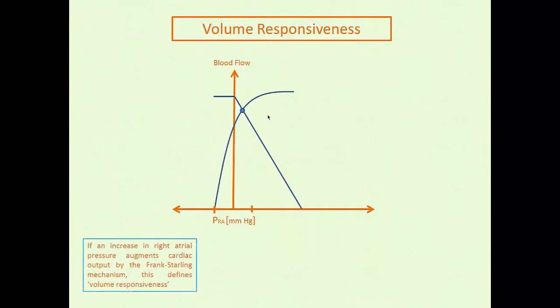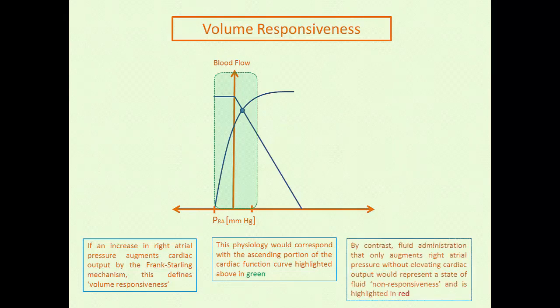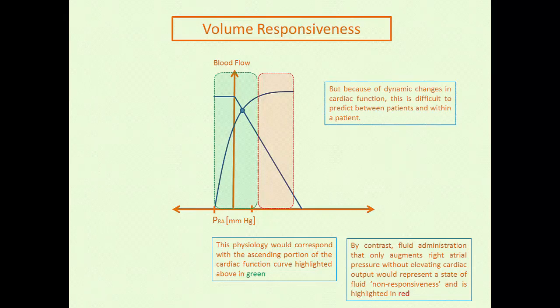So if you increase your right atrial pressure, and that results in an increase in output, then you are volume responsive. So in this patient, I've sort of delineated in this green area that if they're on this portion of their Starling curve, increasing the right atrial pressure by, say, increasing their venous return, will augment blood flow. And in this portion in red here, this is the flat portion of the Starling curve. Giving more fluid on the flat portion here will not augment blood flow and only increase filling pressure with likely detrimental outcomes.